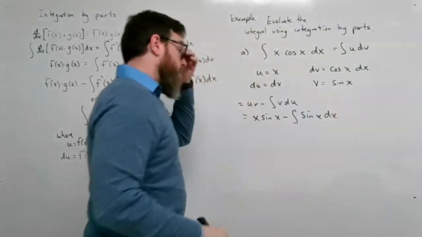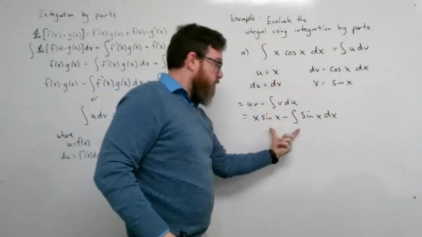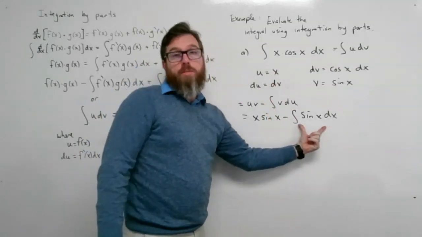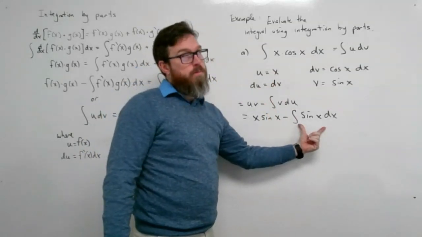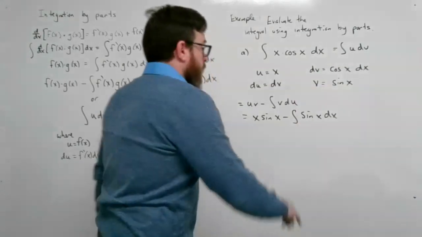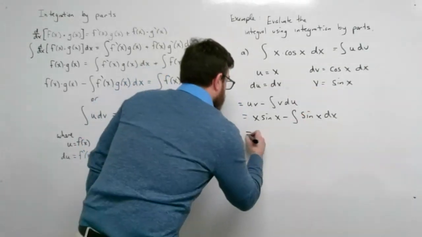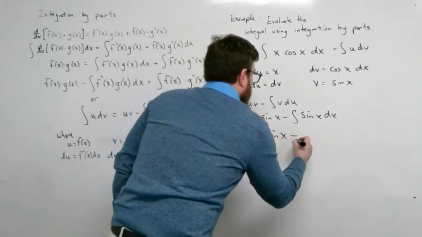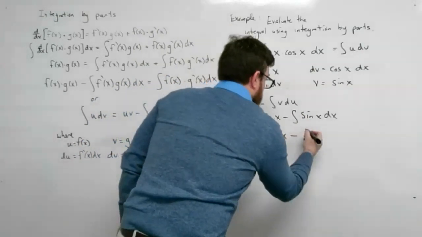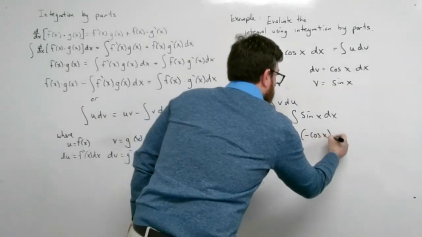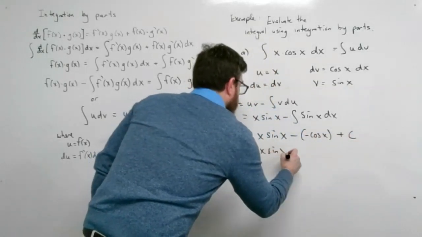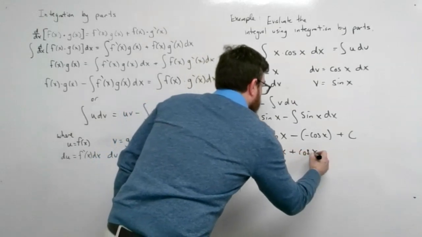Our goal is, even though this integral still has another integral in here, that this side is integrable, or at least simpler, so I can possibly do it again. So now the integral of the sine is going to be minus cosine, so this is going to be x sine of x plus cosine of x plus c.